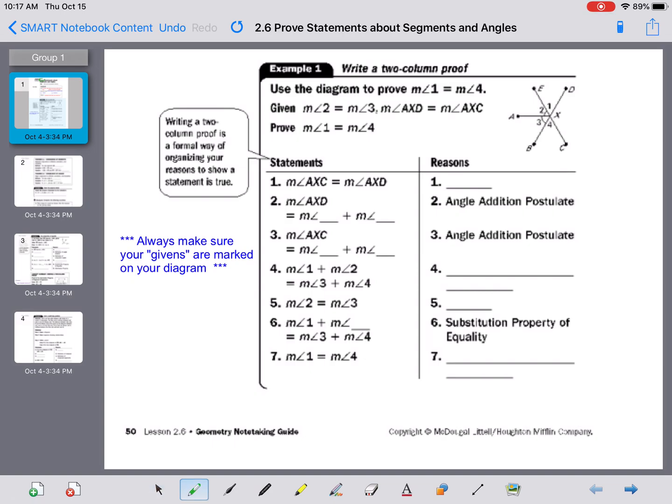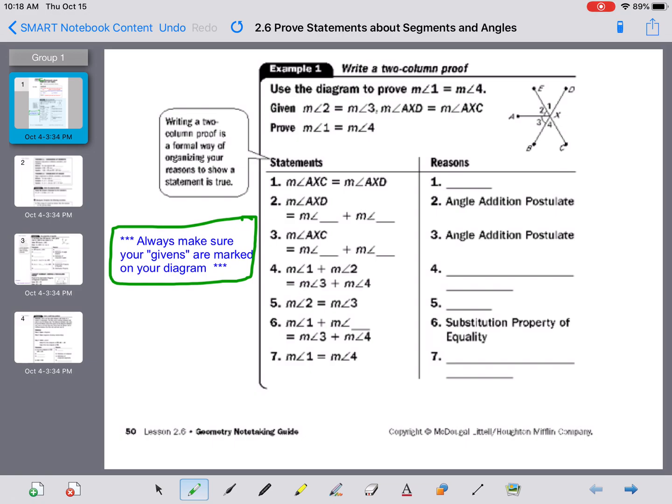So first things first, I want you to get this margin note, okay? This is so important. Always make sure your givens, whatever you have, are marked on your diagram. Now, I feel so strongly about this rule, marking your diagrams up, that when it comes to your test, I am going to give points for you marking up your diagram, which also means I will take points away if you do not mark up your diagram. So please mark your diagram, okay?